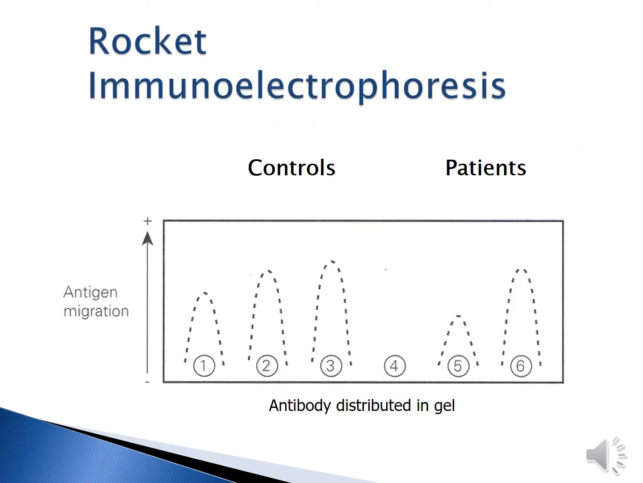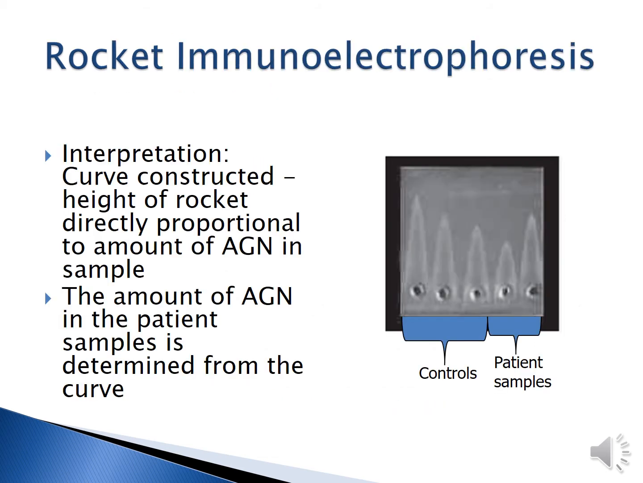In rocket immunoelectrophoresis, it is very pertinent to have three different controls. In these controls, we have different amounts of antigen in each control, which is directly proportional to the amount of antigen we put into the well. So we'll have a low antigen content, medium antigen content, and a high antigen content. Then we will run our patients as well, and compare our patients to our controls, and this is how we get our results.